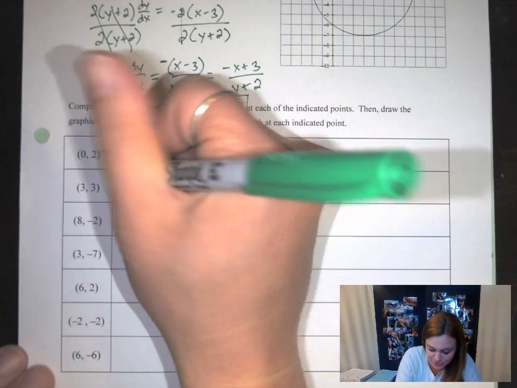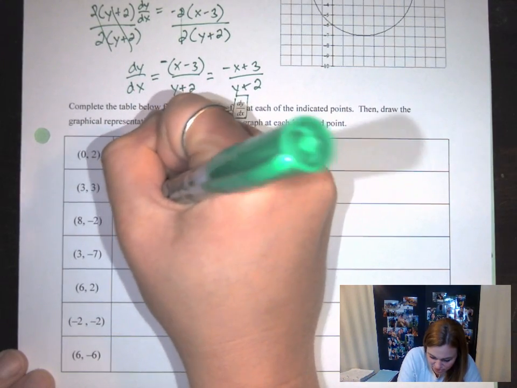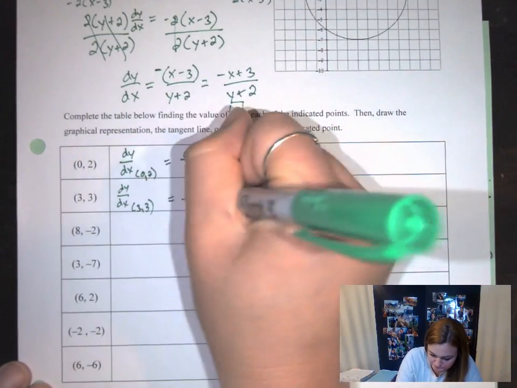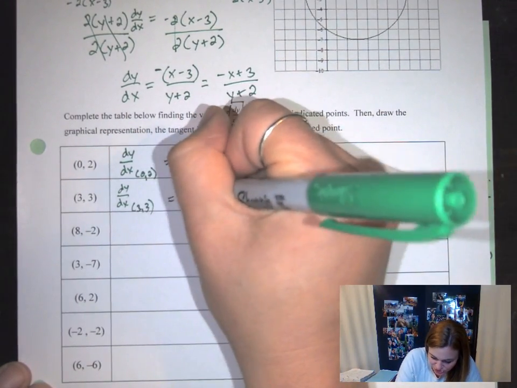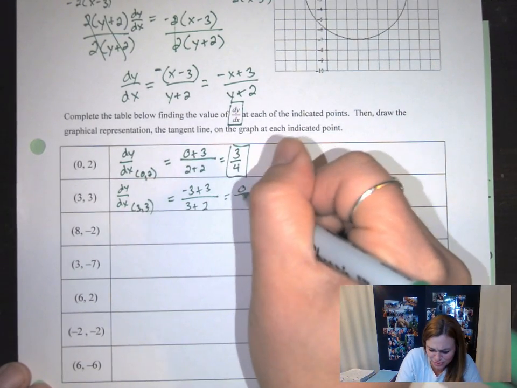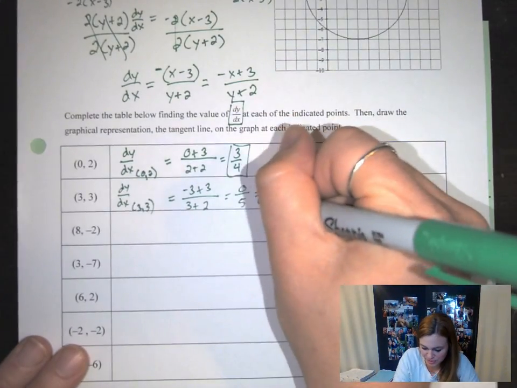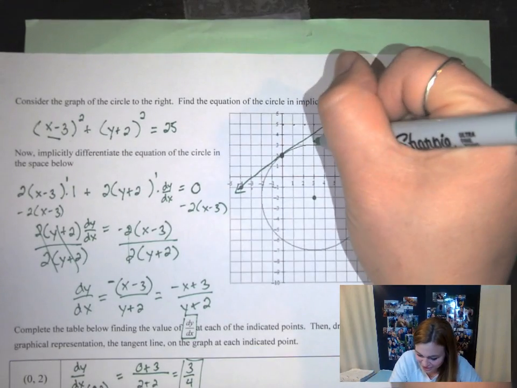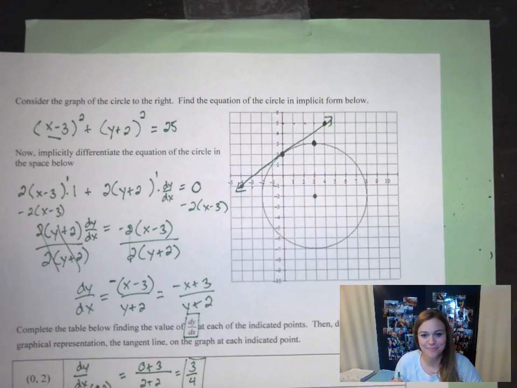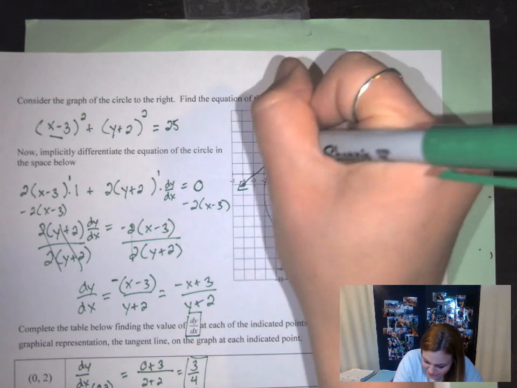So the next one, dy dx, this time at (3, 3). So I'd have negative 3 plus 3, over 3 plus 2. Oh no, I get 0 over 5, which is just 0. How can that be? Let me go up to my graph. At (3, 3). Ooh, this is nice. A slope of 0 is going to look like this.